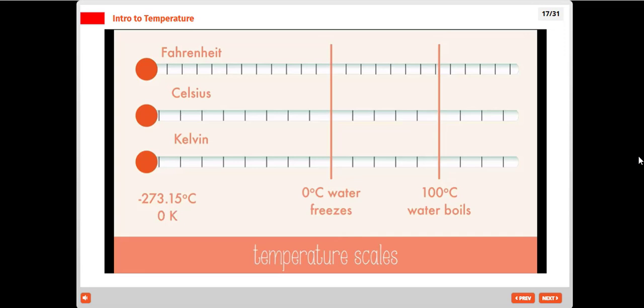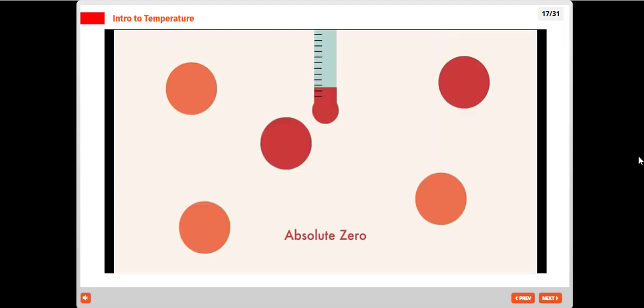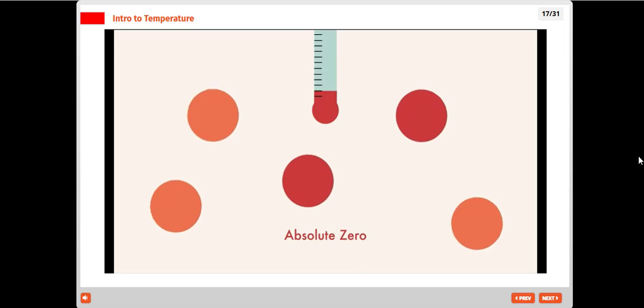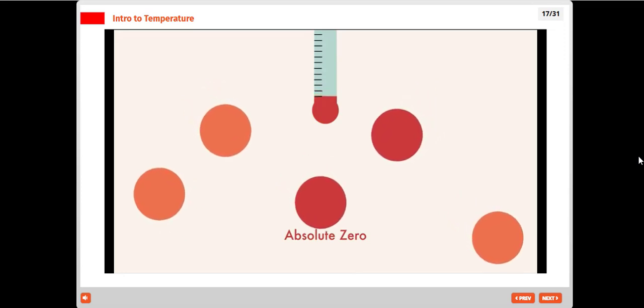The Kelvin scale is based on absolute zero and starts at 0 Kelvin with no negative numbers. 1 degree Celsius is equivalent to 1 degree Kelvin. Absolute zero is where the kinetic energy of atoms is zero, well, theoretically.